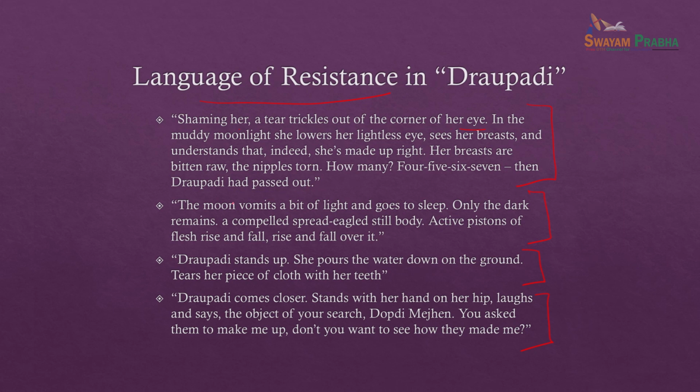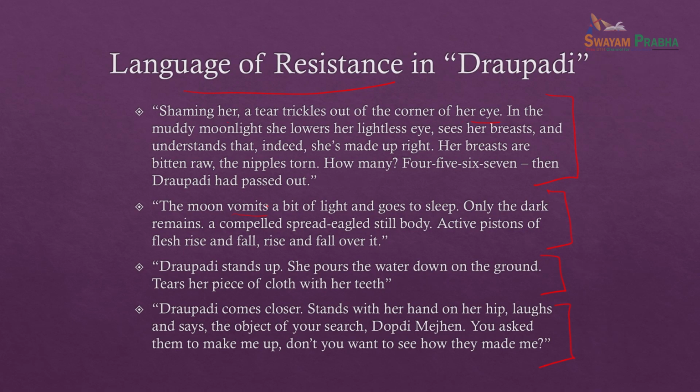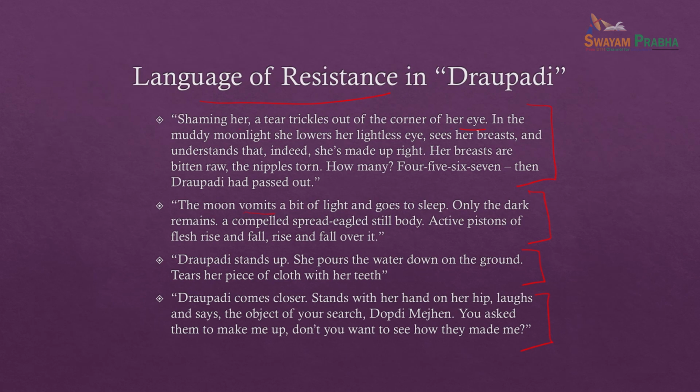Again another excerpt. The moon vomits a bit of light. Here the moon is not something beautiful. Here the moon is described in such terms that it gives you a repulsive image. The word that has been used is vomits. It is not a beautiful word. It is something which gives you a sensation of creepiness. It makes you feel bad.